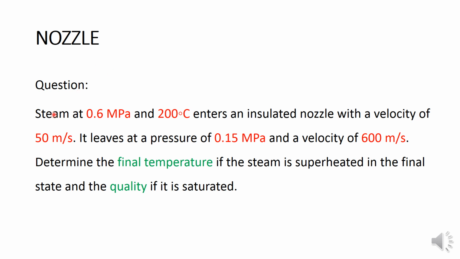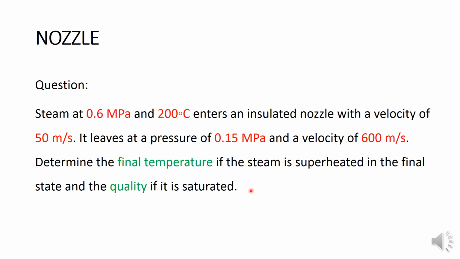Okay, here it is. Now let me start with the statement and then I'll elaborate on the analysis of the first law equation. Now the question is: steam at 0.6 megapascal and 200 degrees Celsius enters an insulated nozzle with a velocity of 50 meters per second. It leaves at a pressure of 0.15 megapascal and a velocity of 600 meters per second. Determine the final temperature if the steam is superheated in the final state and the quality if it is saturated.